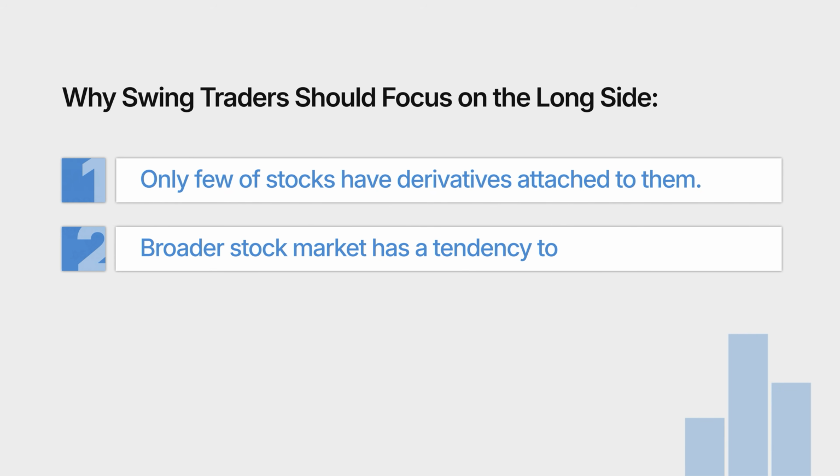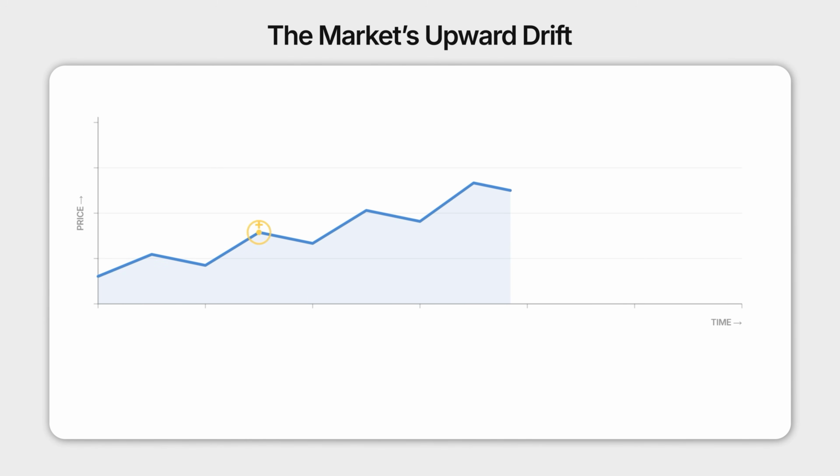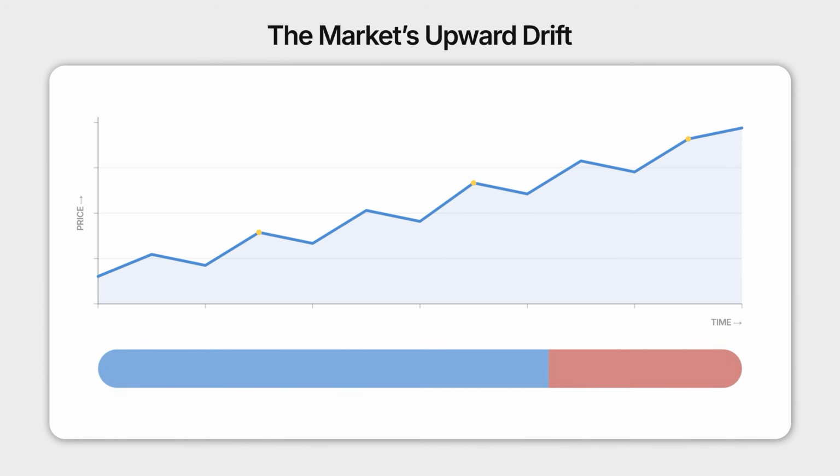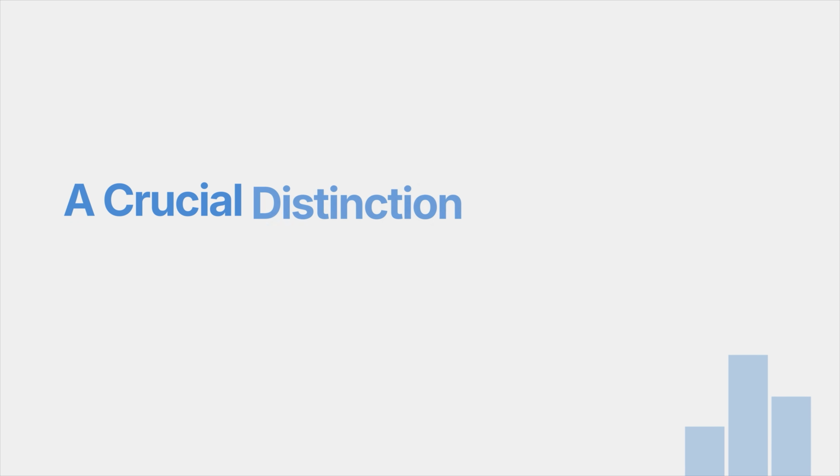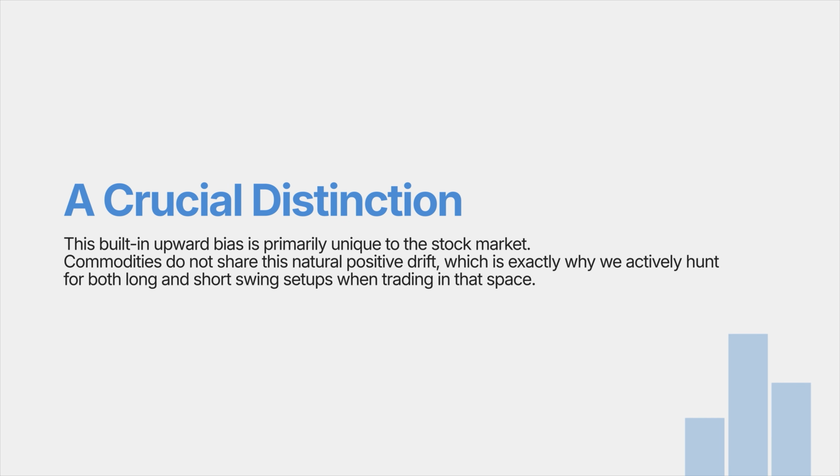The second reason is that equities in general have an upward drift built into the broader market. You never know when flows come in and push an index or a stock higher, and because of that, markets spend far more time going up than they do going down. Even purely in terms of opportunity, you are better off focusing on the long side rather than the short side. I want to be clear about one more thing. This positive drift is more of an equities phenomenon. The same doesn't necessarily hold for commodities, which is why when we're looking for opportunities there, we'll consider both the short and the long side.